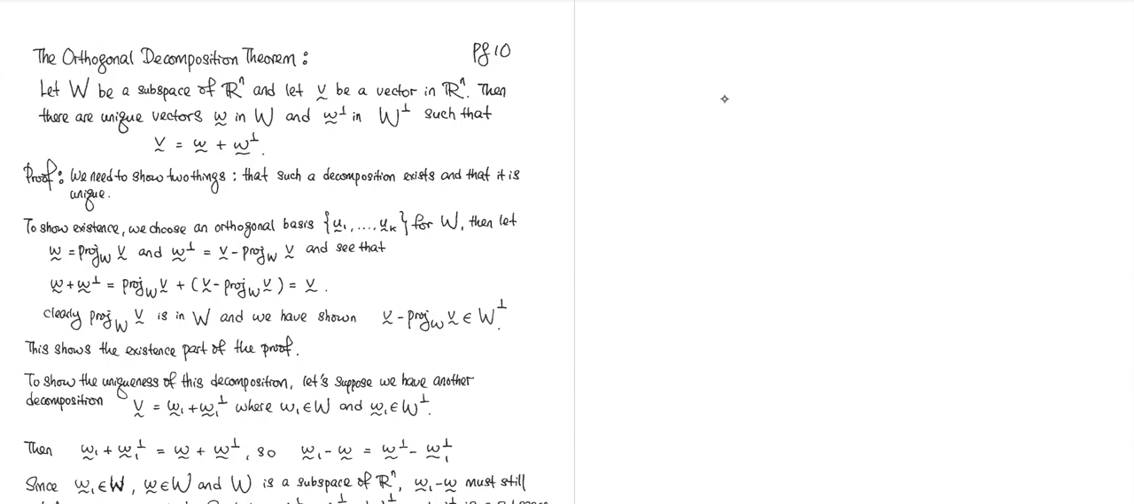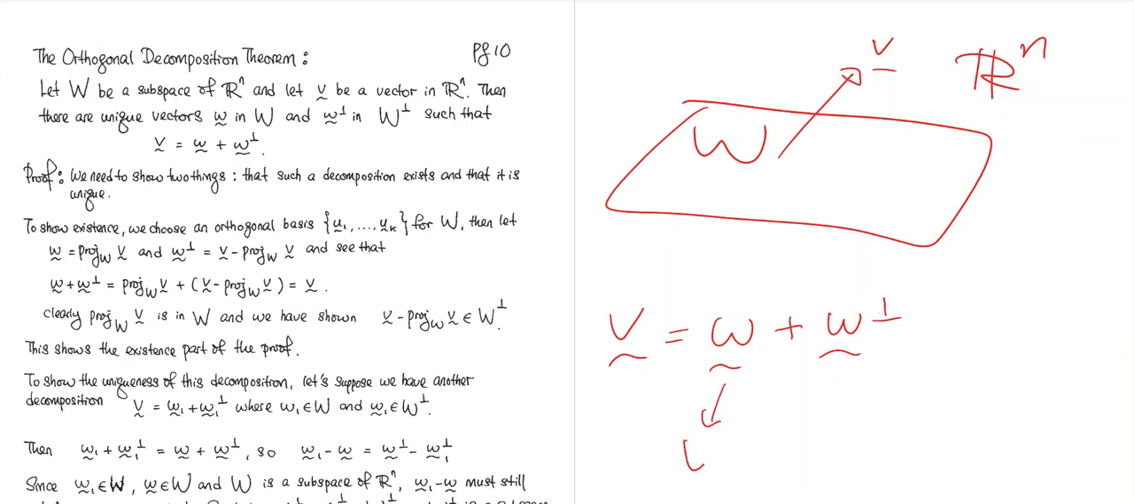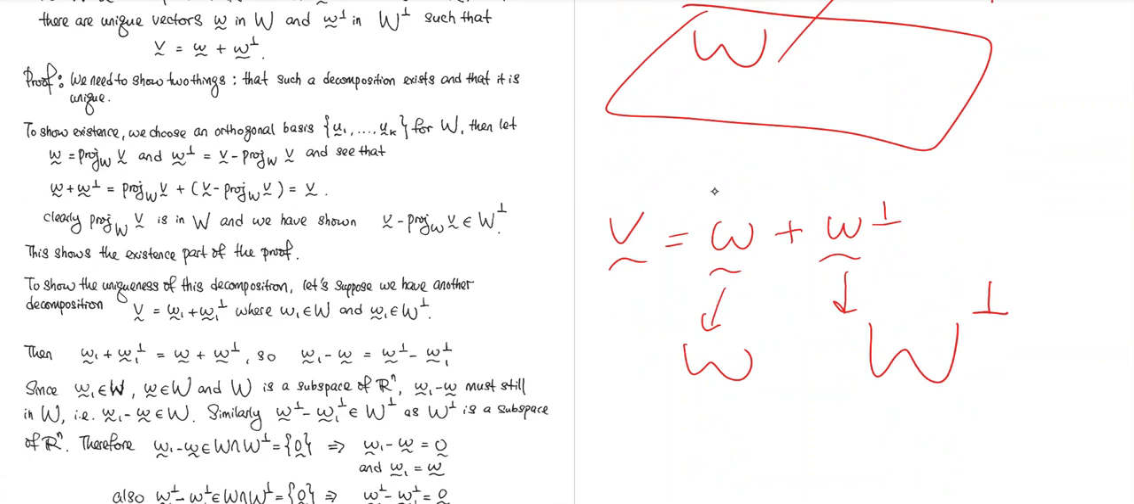Again, you have a subspace W, which is a subspace of Rn. You have a vector V, just like before. And we say that we can write this vector V as a sum of two vectors. Let's call them W and W perp. So be careful about the notation, this is kind of abusive notation. These are vectors. This is a vector in W, and this notation indicates that this is a vector in W perp. So V is a vector, W is a vector, W perp is a vector.